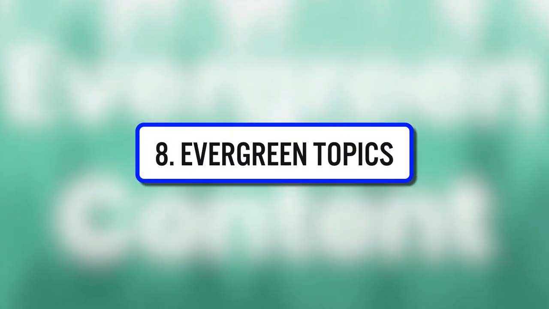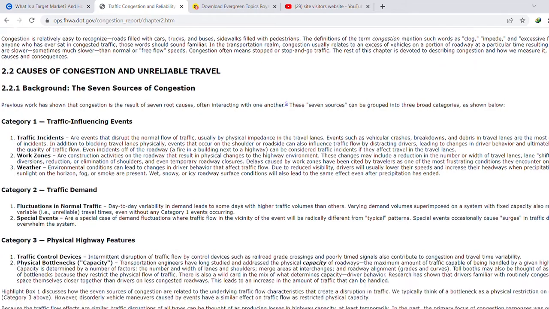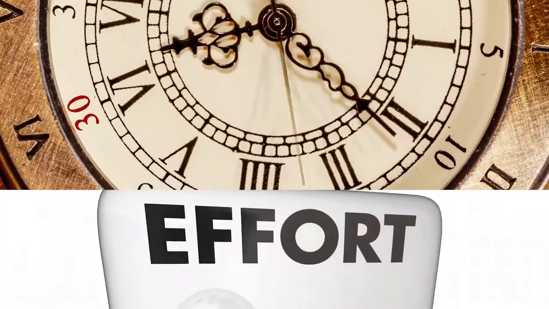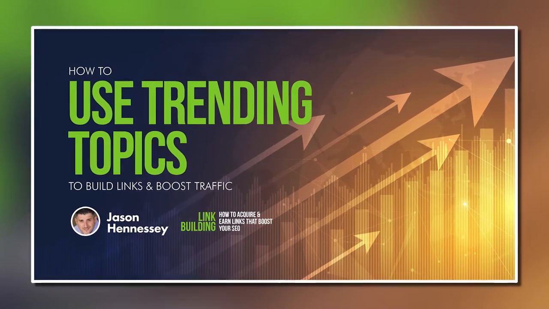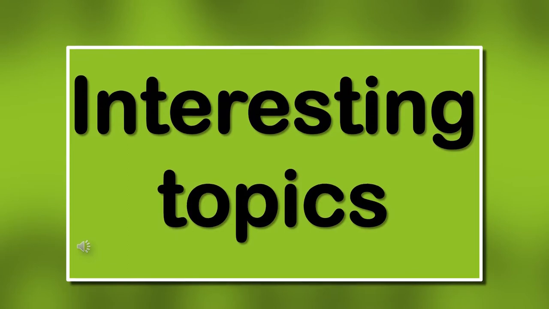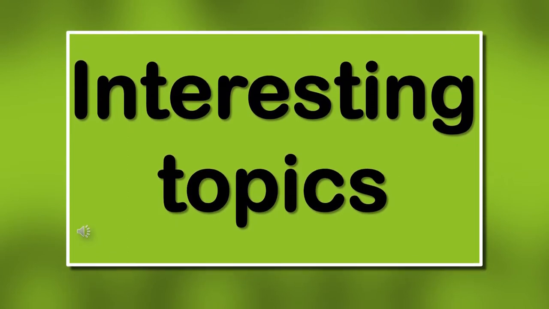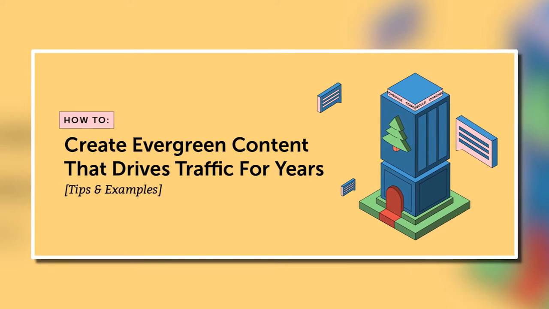Number 8, evergreen topics. While news and popular topics may temporarily spike your traffic, they are not worth the effort and time. Focus your material on subjects that your audience will always find interesting. Over time, these evergreen posts will attract traffic and links, especially if you update them frequently.